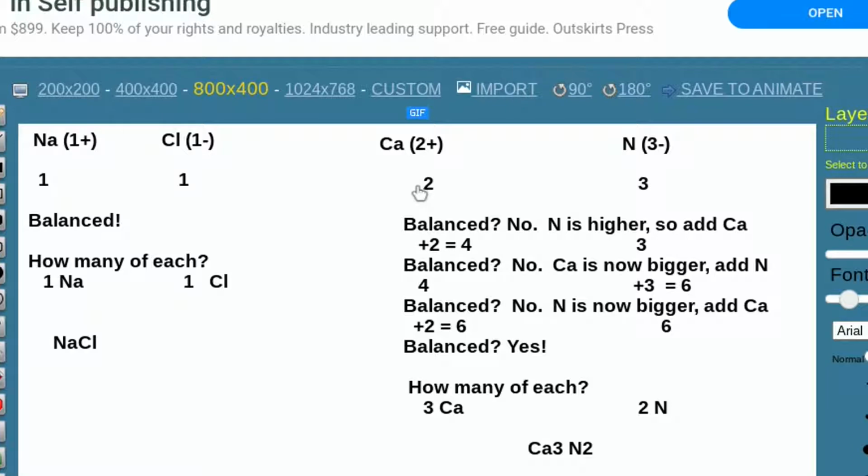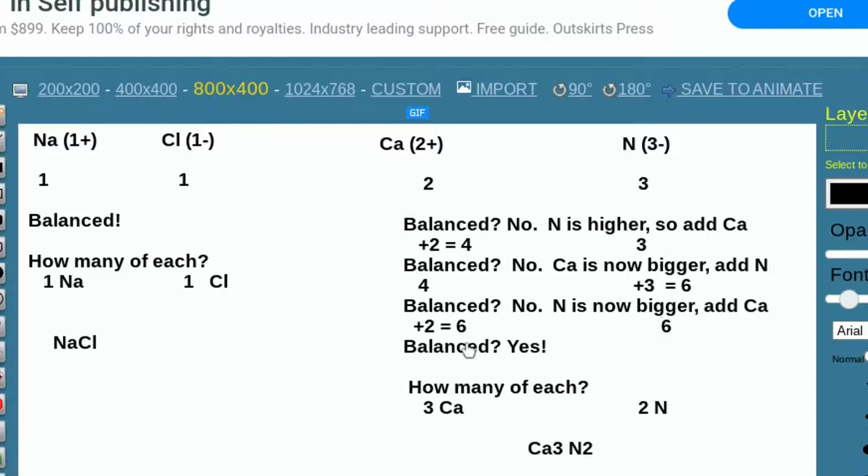So if we add another calcium, 2 plus 2 is 4. That's now 2 calciums for every 1 nitrogen. Still not balanced, right? Because now it's 4 versus 3. Now the calcium side is higher. So let's add a nitrogen. 3 plus an additional 3 is 6. Now it's 4 versus 6. Now the nitrogen side is higher again. Let's add another calcium. So plus 2 again. So 2 plus 2 plus 2, 6. So now we have 6 positive charge, 6 negative charge, and that's balanced.